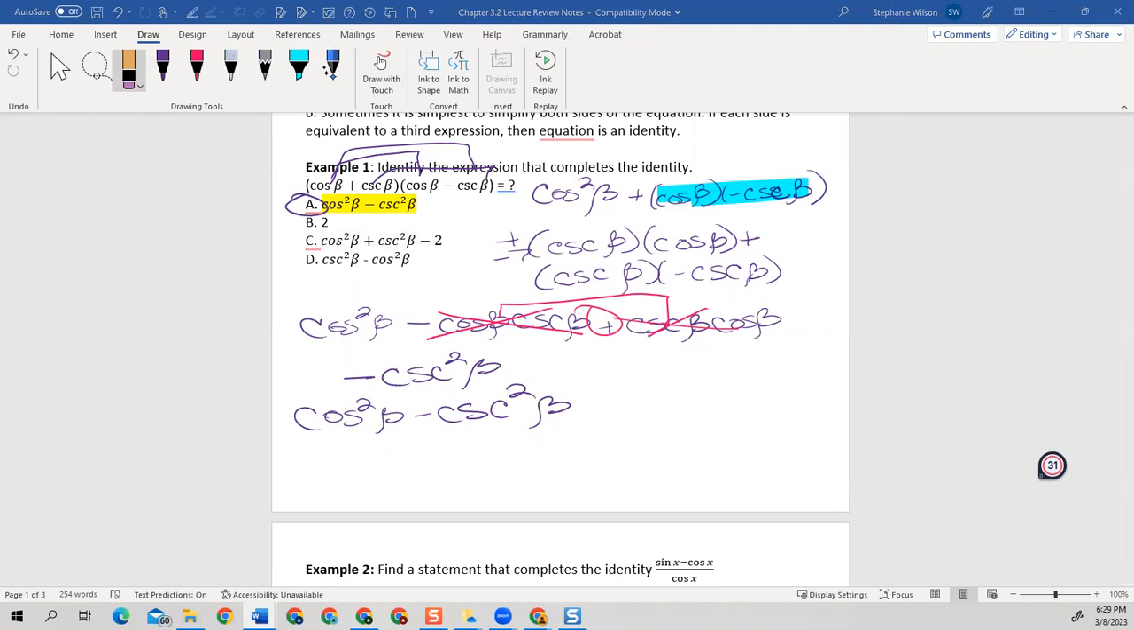Okay, so that was all it is. We got that. And we're going to do more of the Pythagorean identities here in a little bit.